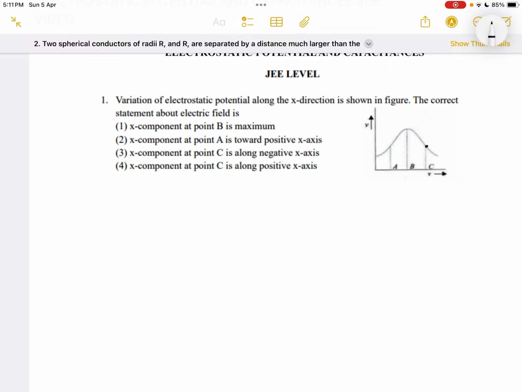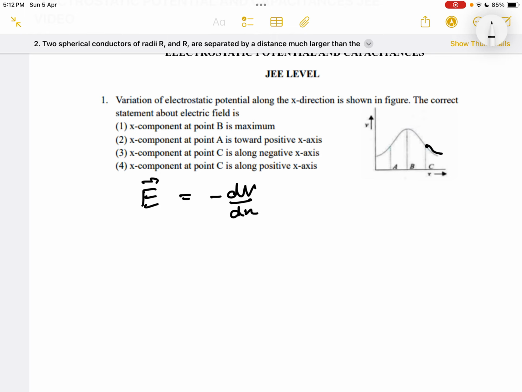Variation of electrostatic potential along the x direction is shown in the figure. The correct statement about the electric field is. Now we know that the electric field E is given by minus dV by dx, which basically means that the electric field is directed in a direction where the potential decreases the most.